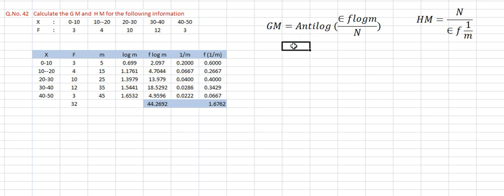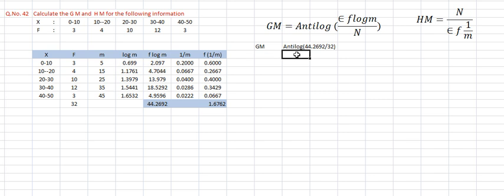Now move to the solution. Geometric mean. You first fill in the antilog of the bracket, summation of f log m divided by N. How much is f log m here? The same number, so you have to write 44.2692 divided by N, which is 32. N means 32 is there. Now the answer is.